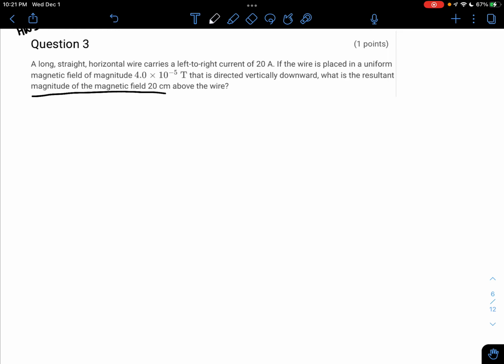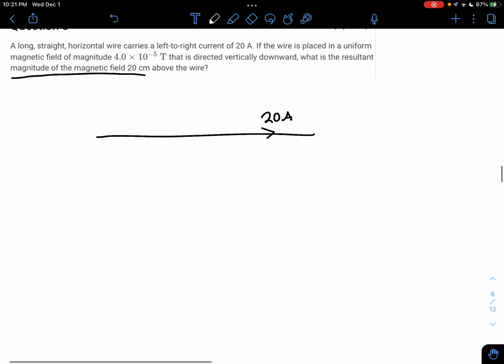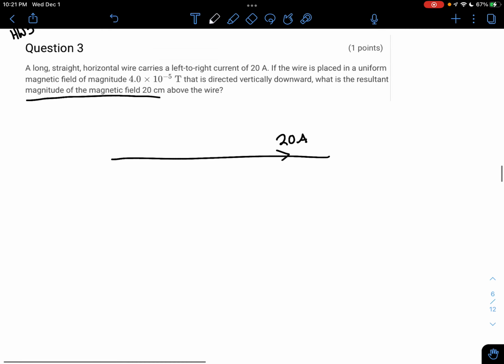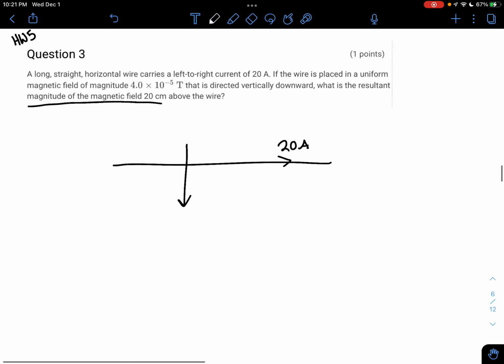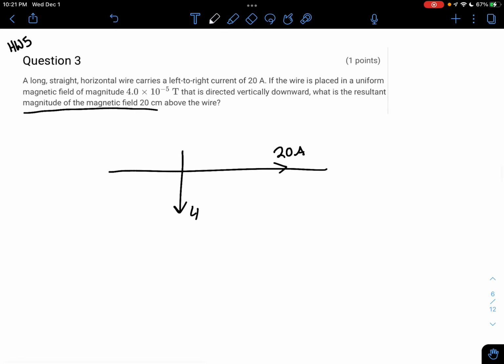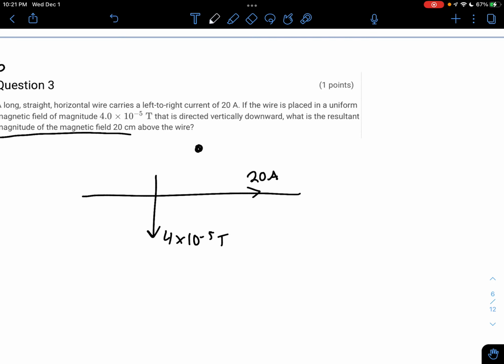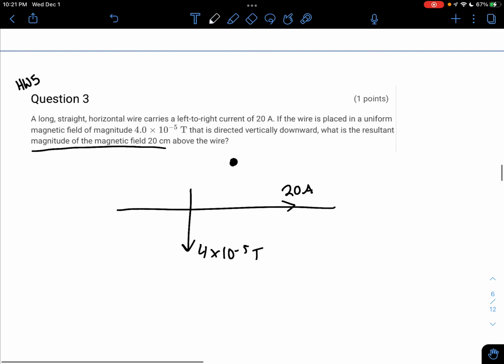All right, so our wire going here has a current going left to right, 20 amps. And our uniform magnetic field is going straight down, with our 4 times 10 to the negative 5th Teslas. And we're looking for the magnetic field at some random point, 20 centimeters or 0.2 meters above the wire.